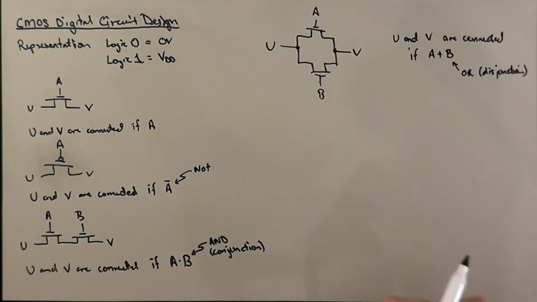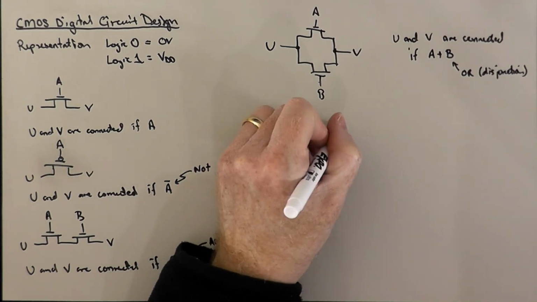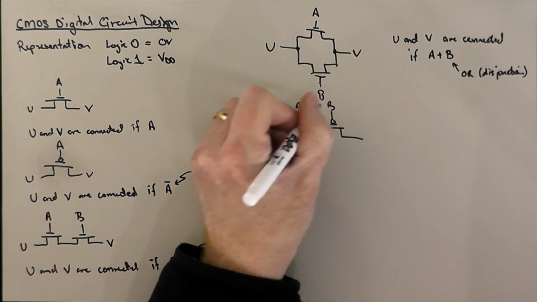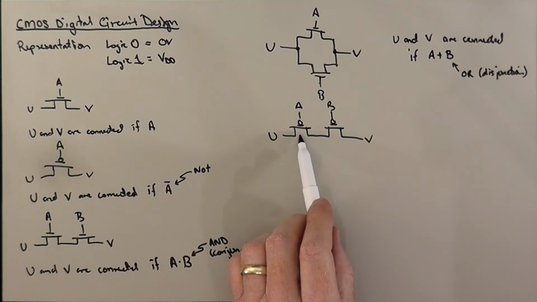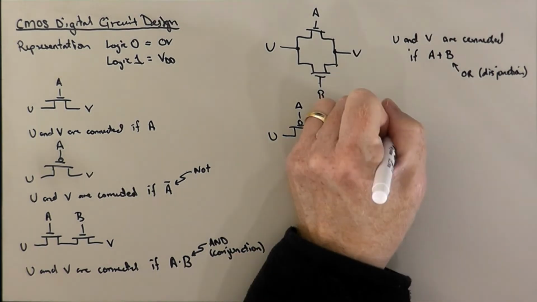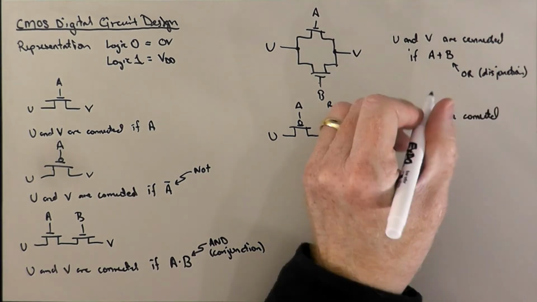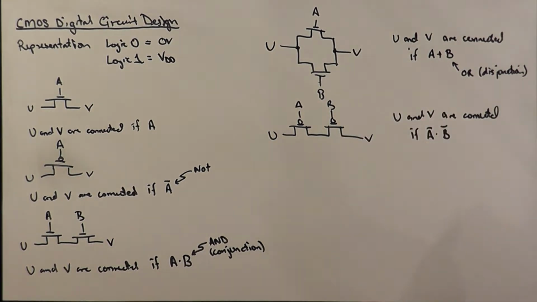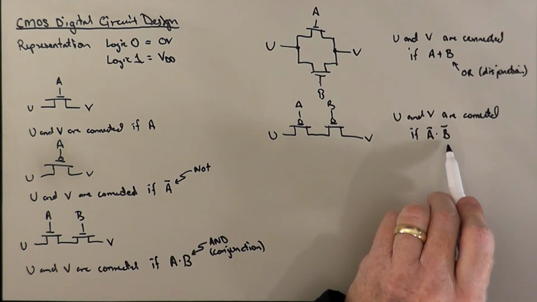Well, how about PMOS transistors? So suppose I have my two cases with the PMOS transistors that correspond to these two cases with the NMOS transistors. So let's suppose I have two PMOS transistors in series, A and B in the gates. Well, in this case, I need A to be low, and I need B to be low in order for there to be a connection between U and V. So U and V are connected if not A and not B. Okay? So we need to have A being low and B being low in order for U and V to be connected.